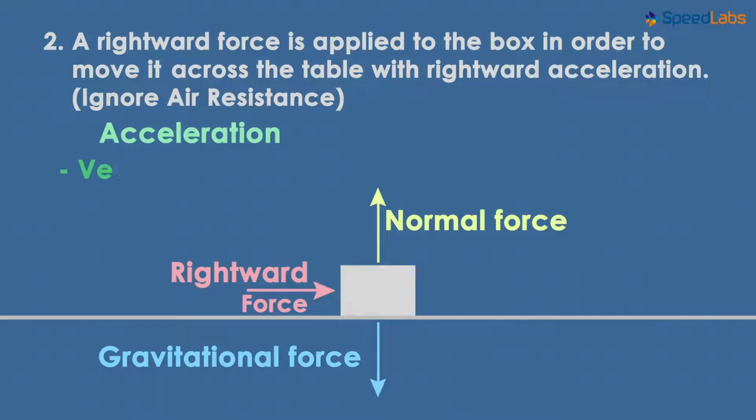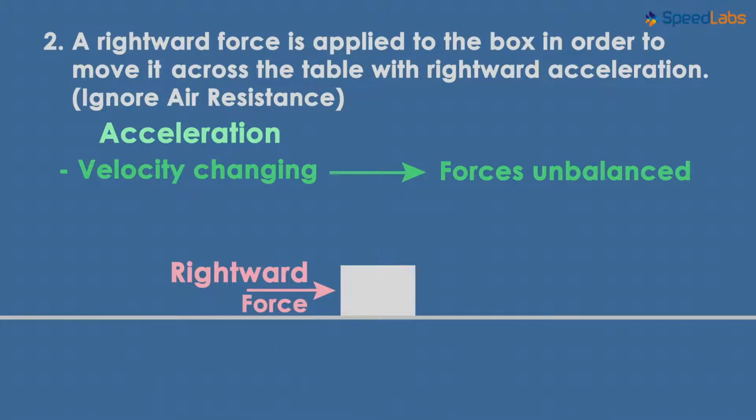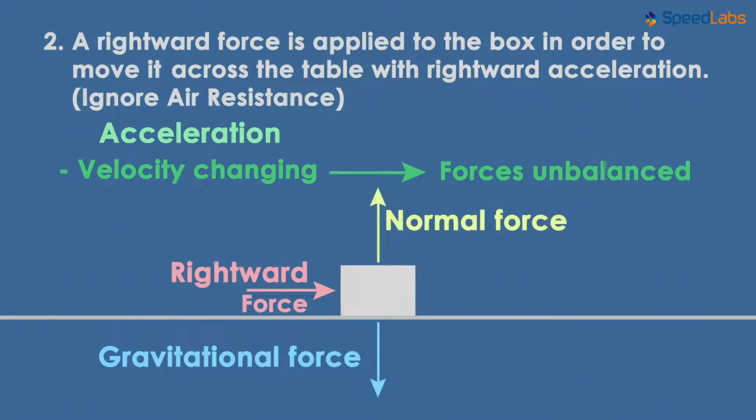It means the velocity is changing, and the fact that the velocity is changing implies that the forces on the box are unbalanced. The upward and the downward forces net each other off. What about the leftward and the rightward forces? Now because there is a rightward applied force, we show an arrow towards the right. Will there be any leftward force on the box? As we've been asked to ignore air resistance, it will only be the force of friction acting towards the left.